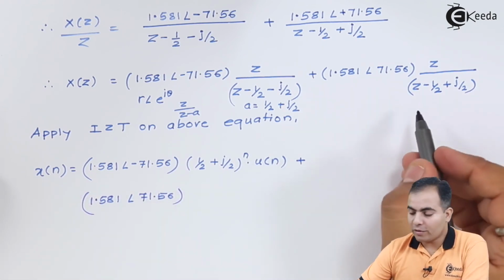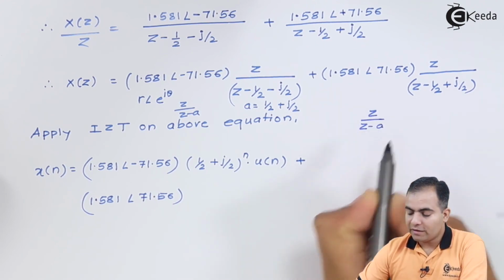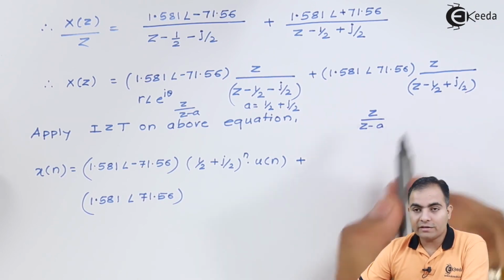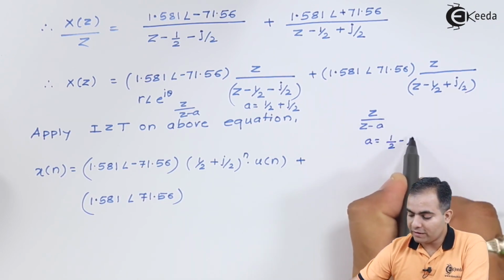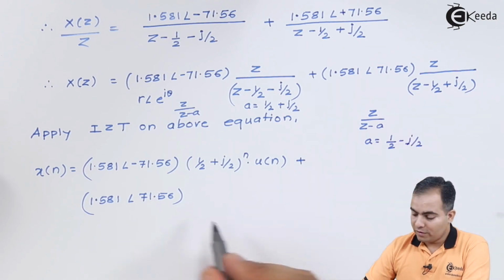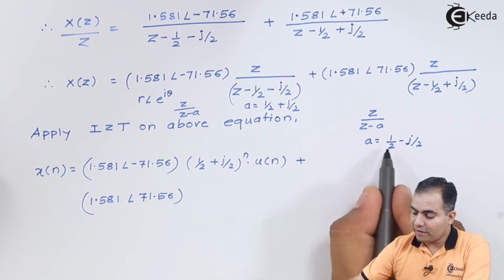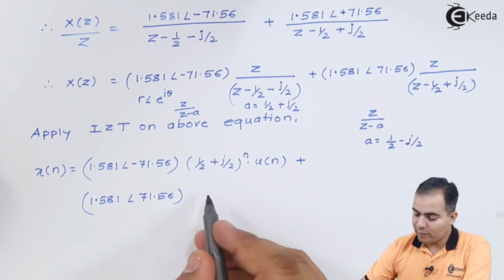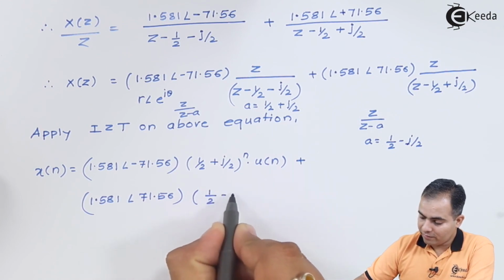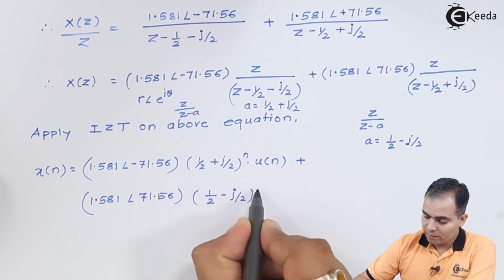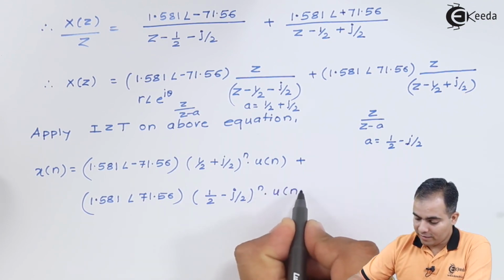Now again look here. Here I want this equation z upon z minus a. Then what will be the value of a in this last part? My a value will be plus half but minus j by 2. So if I use this a raised to n u of n formula, then my a value is this, and u of n will be multiplied with a raised to n. So my a value is half minus j by 2 raised to n into u of n.